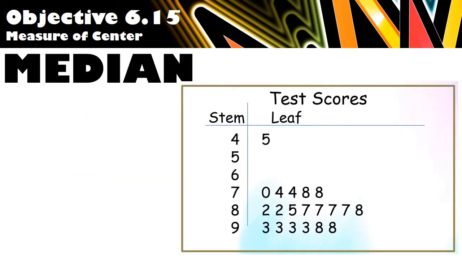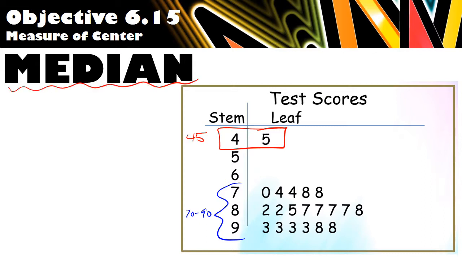So we have our stem and leaf plot. Our first step is to determine if there are any outliers. Here we can determine that 45 is going to be an outlier. We can say that because all these values here are between 70 and 90, and our outlier is at 45. Whenever we have an outlier, we're going to use what we call the median. The median is the middle number.